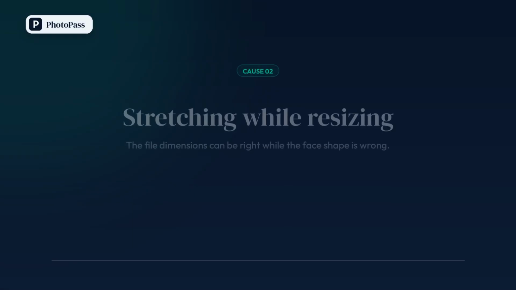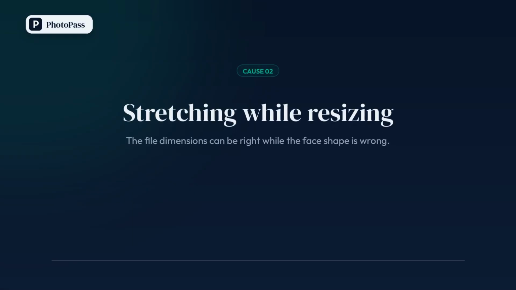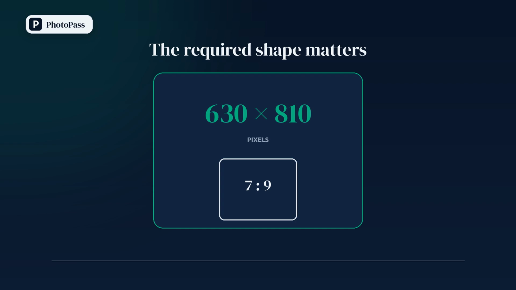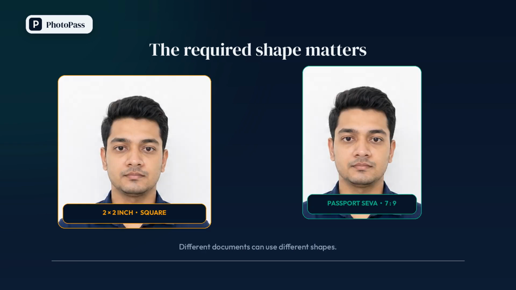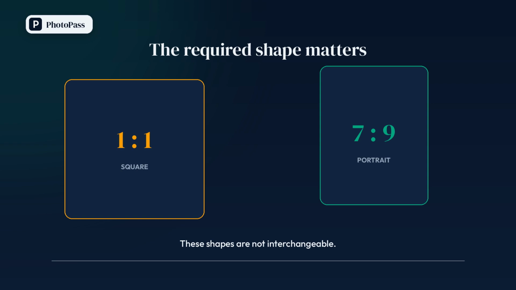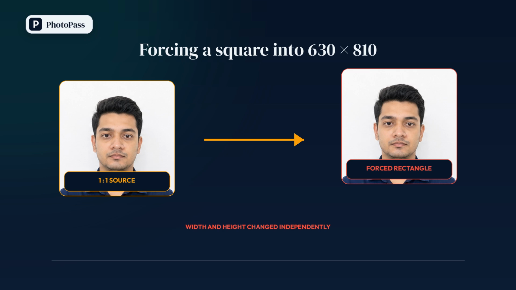Now let's look at the second type of distortion: stretching the image while resizing it. Passport Seva's digital photograph uses a rectangular format of 630 pixels wide by 810 pixels high. That is a 7:9 portrait aspect ratio. However, many photo studios in the United States provide a 2x2 inch square photograph. OCI and Visa photographs may also use square formats. A square photo has a 1:1 aspect ratio. A Passport Seva digital photo has a 7:9 aspect ratio. Those shapes are not interchangeable.